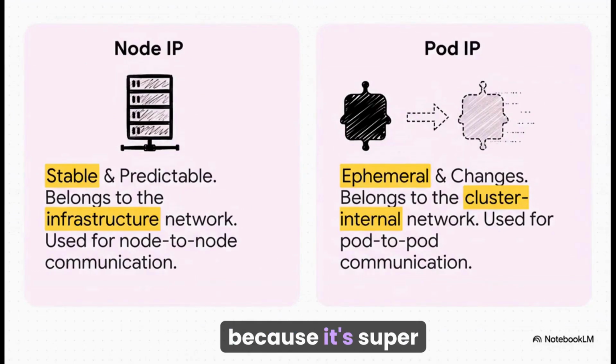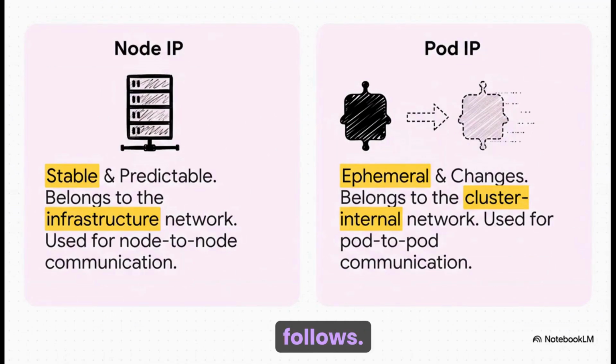So let's lock this in, because it's super important. Node IPs are stable, they live on your main infrastructure network, and they're for the machines themselves. Pod IPs are temporary. They live inside the cluster's private network, and they're for your applications. Getting this difference is absolutely key to understanding everything else that follows.